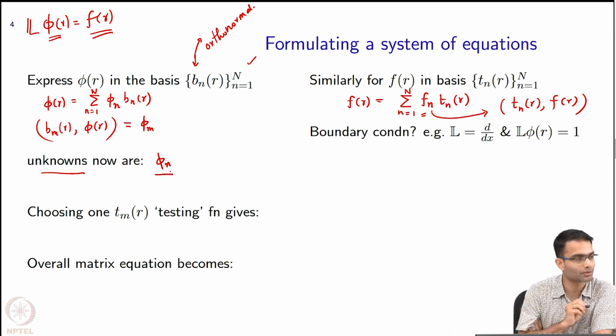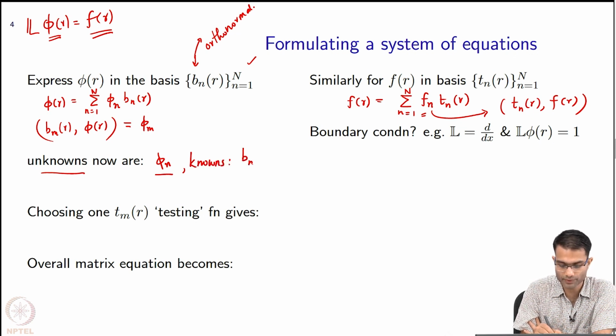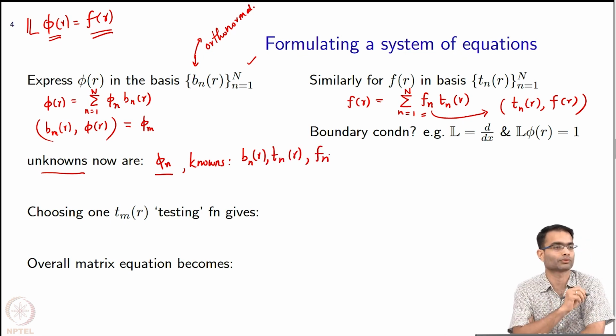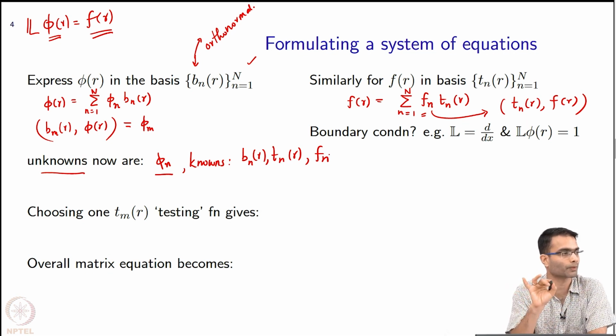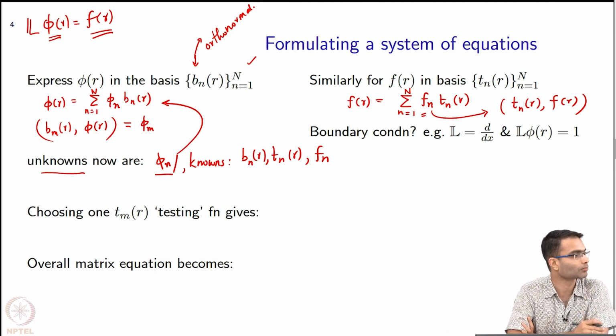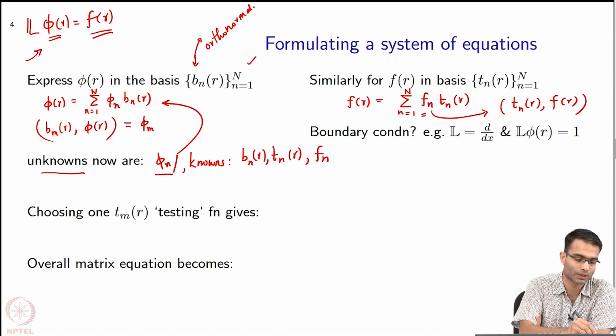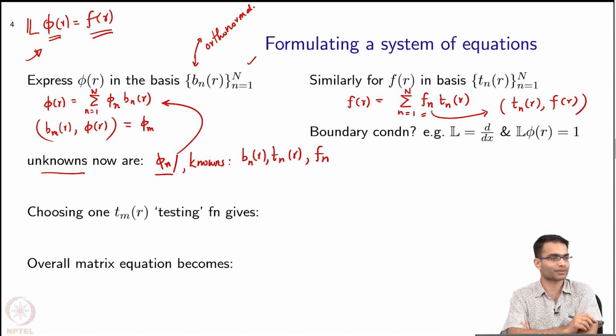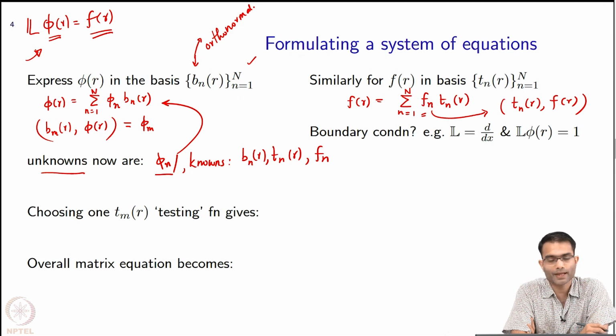So, the unknowns are phi n, and the knowns are B n, T n, and f n. We should be very clear what is known, what is unknown, and what we are trying to solve for. In this problem, what are we trying to solve for? Phi n's. Once I get phi n's, how do I get phi? Put it back into this equation, that gives me back my phi of r. My objective when I started with this operator equation was to find the phi that satisfies this equation. Now, how do we get a system of equations from my operator equation?